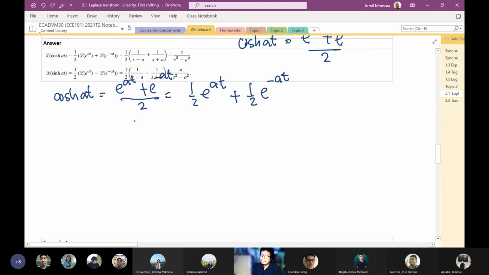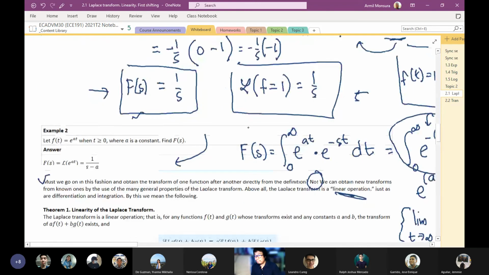What happens there is this. If I go back to this, look at this. We say that the Laplace transform of e raised to at is 1 over s minus a. Again, when you solve this, you will know this. You can derive that.